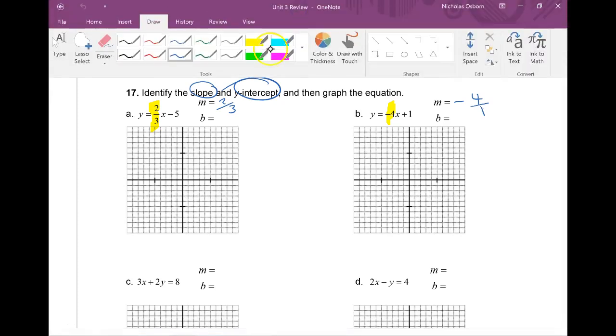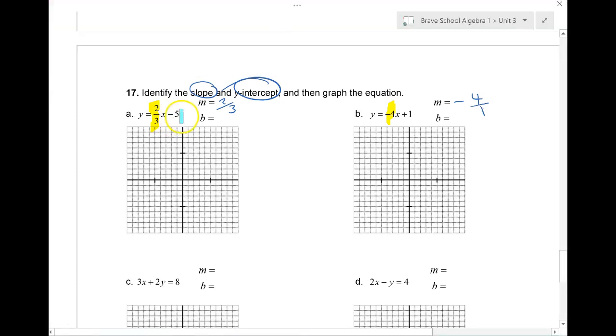And then the second thing we need to identify is the y-intercept. Well, again, that's just the second number in the equation. Negative 5 here, and positive 1 over here. So negative 5 and positive 1. And hey, look, that's 2 out of 3 points right there on the problem. Now we just need to graph it.